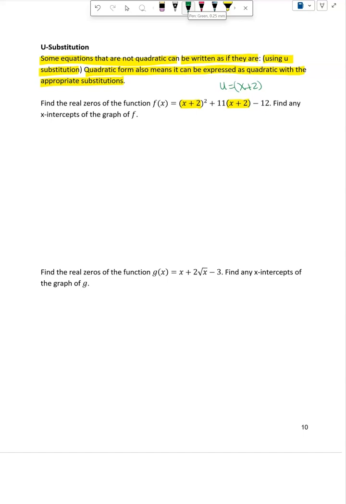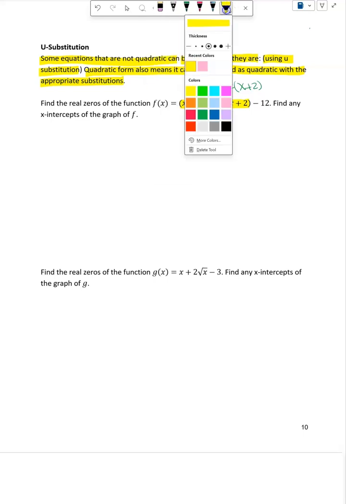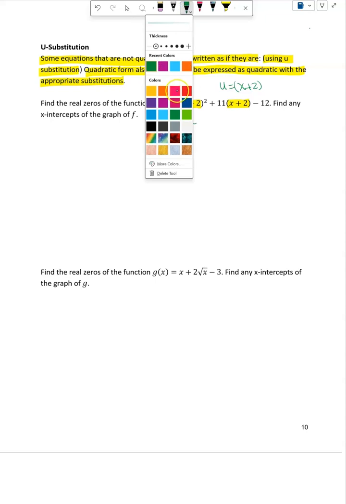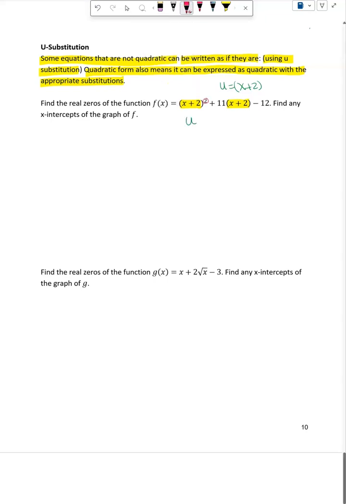So here we go. When we put the U sub into this, since U equals x plus 2, we're going to put a U here. Since there's this little 2 right here, it's going to get a 2, okay? So then we're going to say plus, bring this 11 down. X plus 2, well, we know that equals U, so we're going to put a U. But there is no power here, so this U does not get a power. Minus 12. This equals 0.